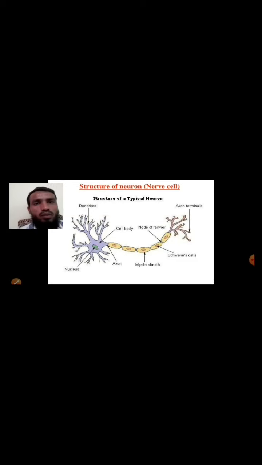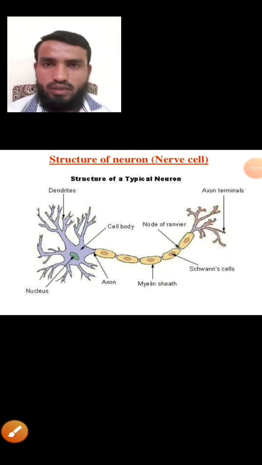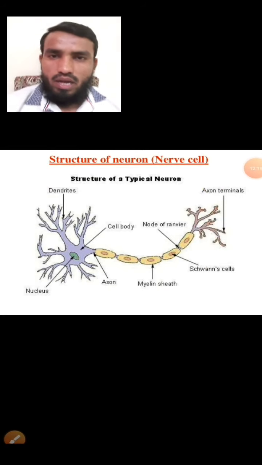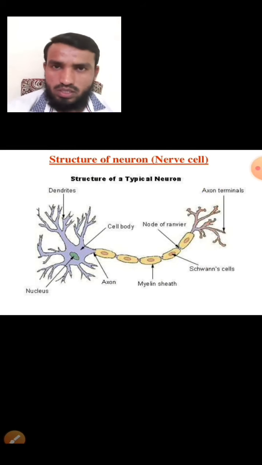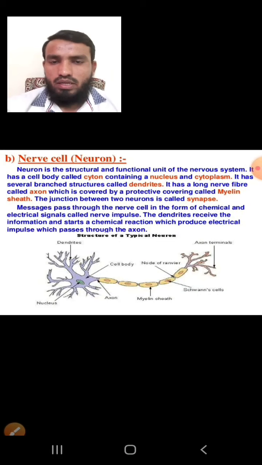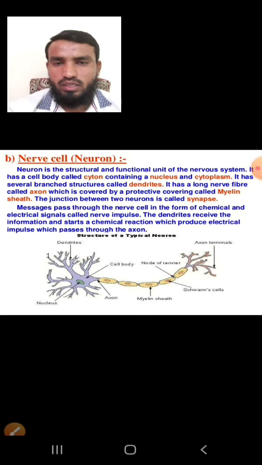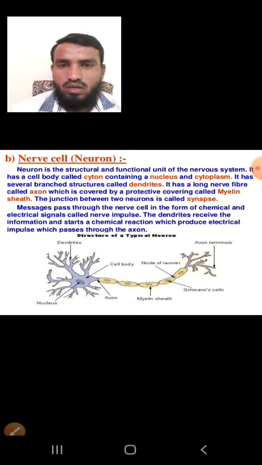And why is it called an important cell? Because other cells can multiply, other cells can divide into new cells, but once this neuron is damaged, it will not recover. That is why it is very sensitive, and the neuron is responsible for bringing the messages. One after another, all the neurons are attached together, and that is why they make the nerves. So a number of neurons come together and make the nerves.